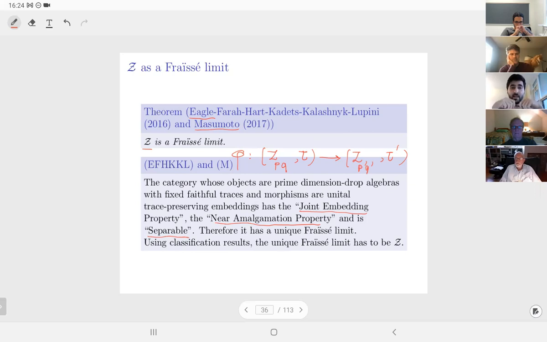So any class with these three properties is called a Fraïssé class. And what is important about them is that they have a unique Fraïssé limit. It's a generic object that exists, and it has universality and homogeneity properties. So all the Fraïssé classes have a so-called Fraïssé limit, basically the most complicated object there is, and it's unique.